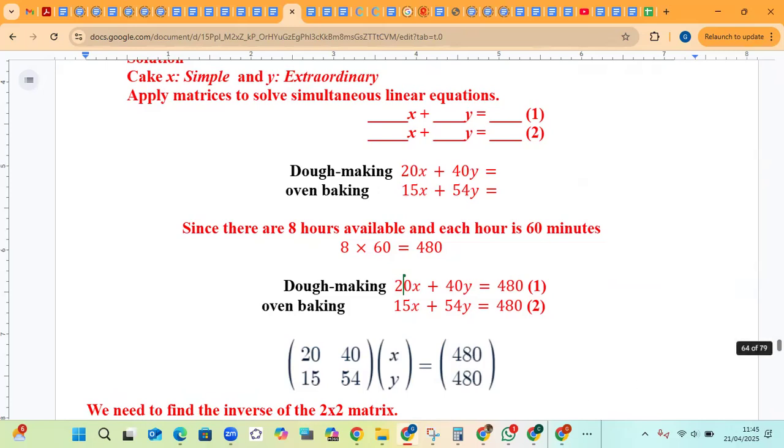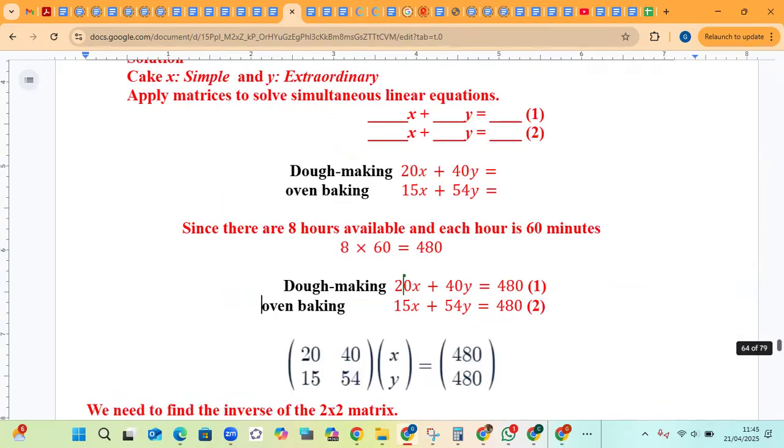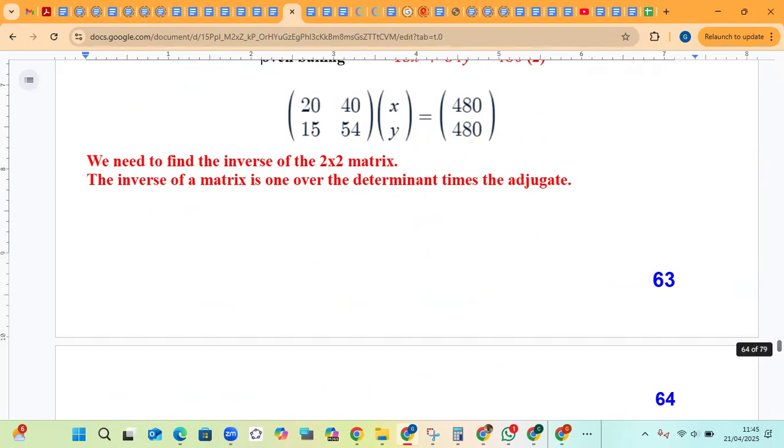Next, we have to find the inverse of the 2x2. The inverse of a 2x2 matrix is 1 over the determinant times the adjugate. The determinant is 20 by 54 minus 15 by 40. 1 over that times the adjugate. The adjugate, you have to swap the positions of the 20 and the 54 and change the signs of the 15 and 40.